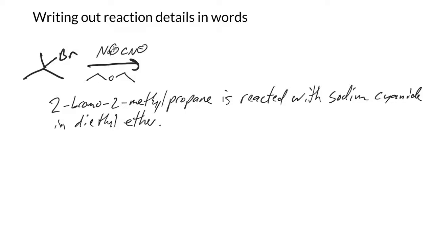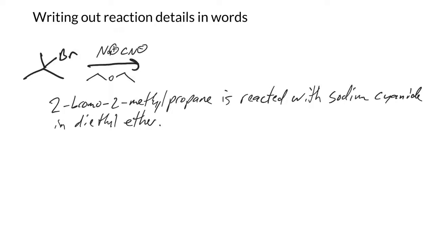So I have here my 2-bromo-2-methylpropane. Here I have sodium cyanide, so really cyanide is my reagent. That's going to be my nucleophile. And here's my solvent, diethyl ether. Right, so now you have to try and describe what's going to happen.